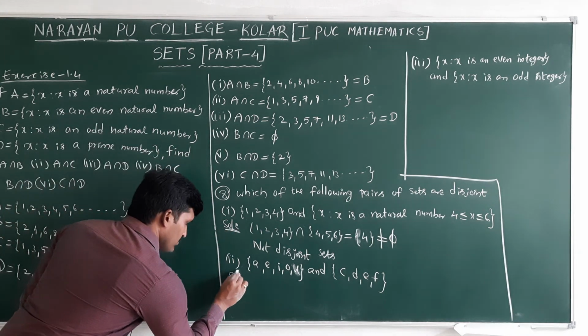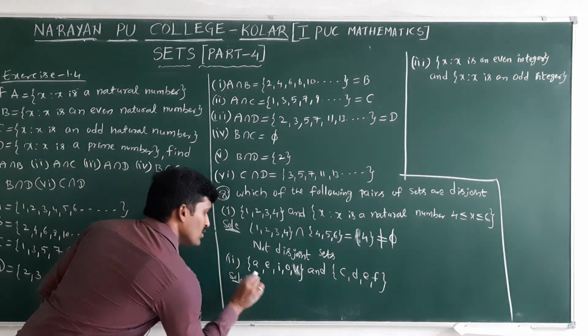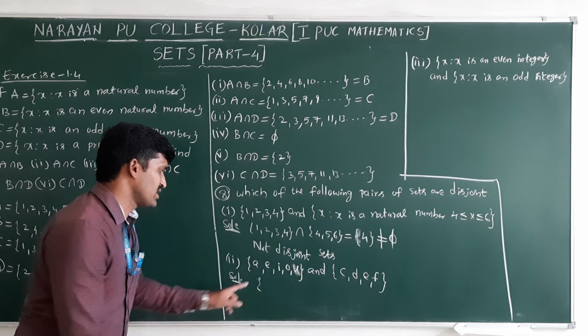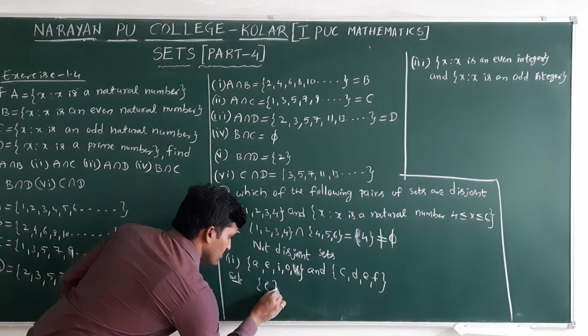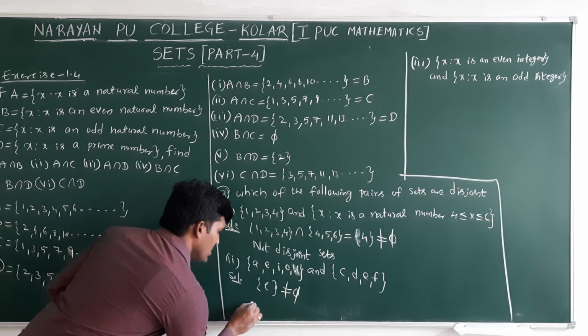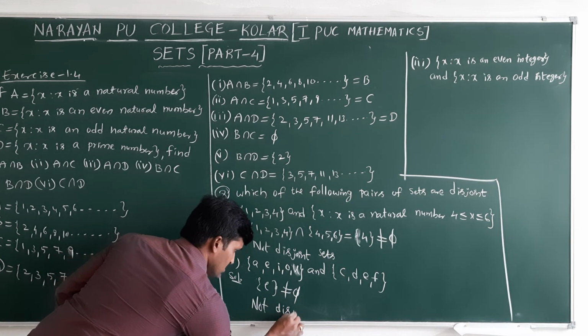Coming to the next one. Is there any common element? Yes, it is there. What is the common element in these two intersection? A is not there. E is there. So only E is common, and the intersection is not equal to phi. So they are not disjoint sets.